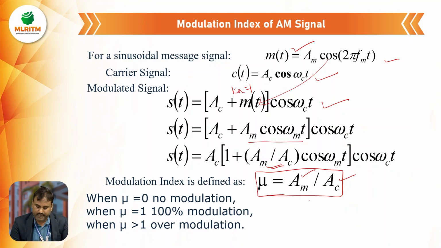Here mu ranges from 0 < mu ≤ 1. So mu will be less than 1 or equal to 1 at maximum, and greater than 0. Mu will never be negative. Mu equal to 0 means no modulation. When mu is equal to 1, it means 100% modulation. When mu is greater than 1, it means over modulation. So here we are classifying our modulation based on the modulation index.